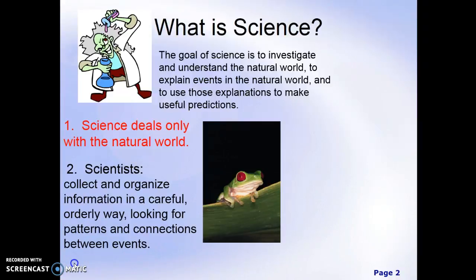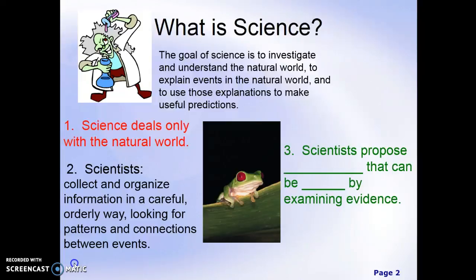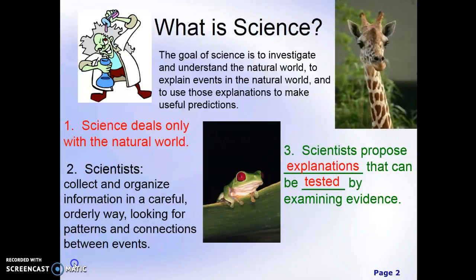Scientists are going to collect and organize, and that keyword is organize, information in a careful, orderly way. I have used words such as orderly and organized because it's very important that we are organized in science so that we can look at those patterns and then make useful connections between those events. Scientists are also going to propose explanations that we can test. So by doing that, we're going to take explanations and we're going to be able to test them and develop hypotheses.